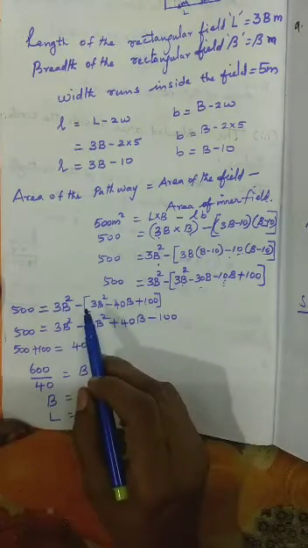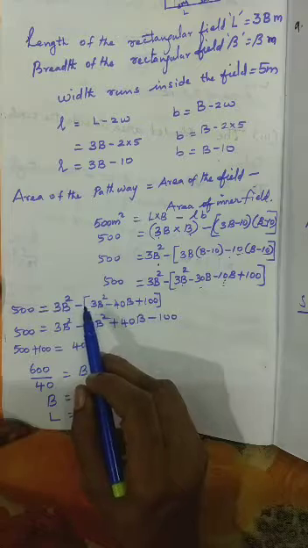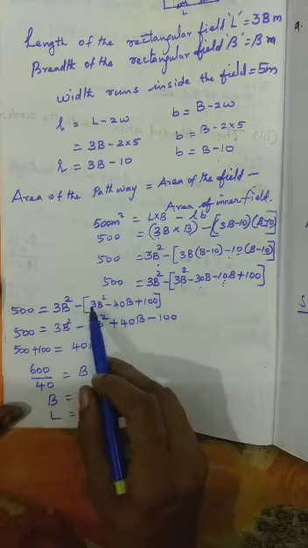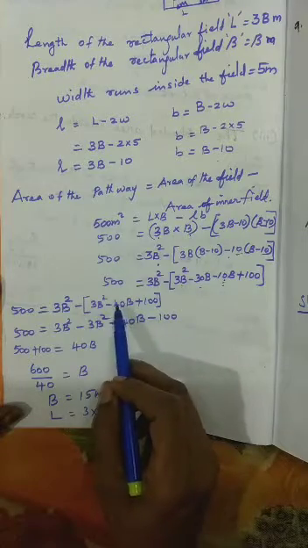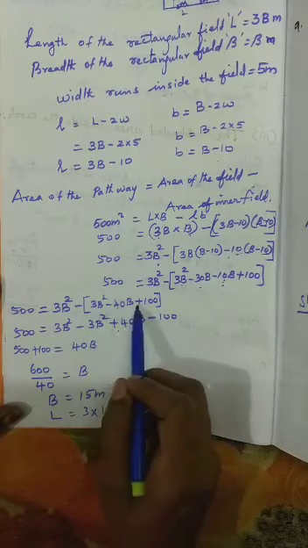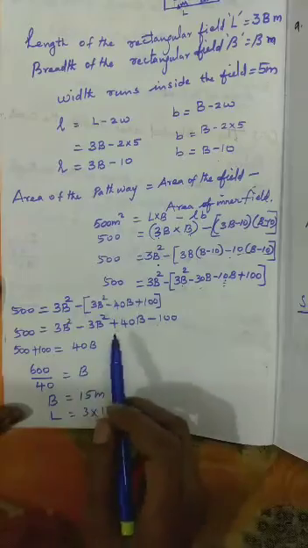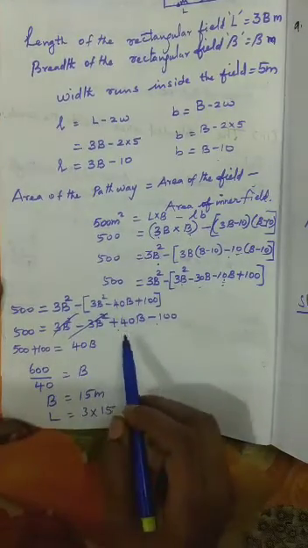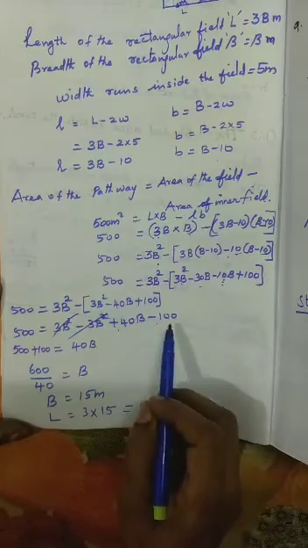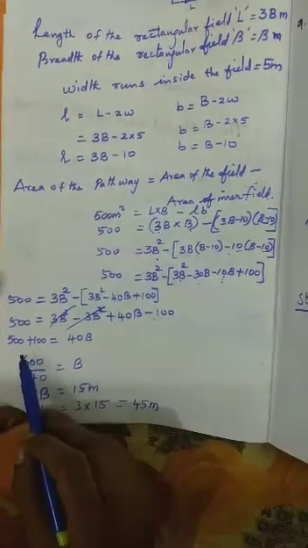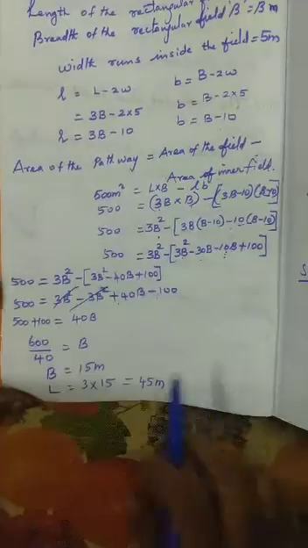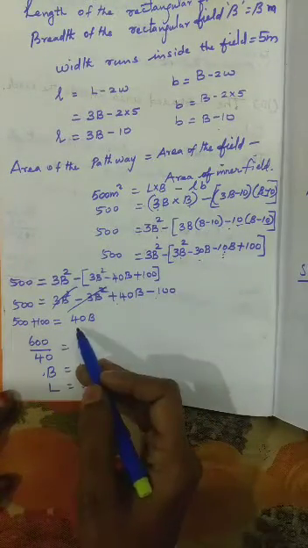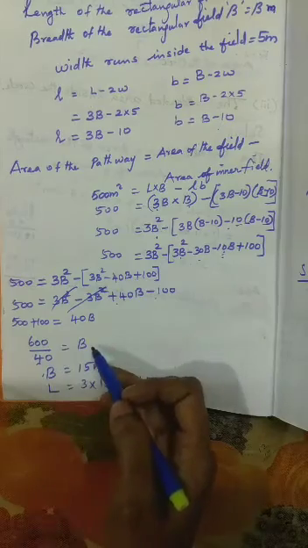Now you remove the bracket and multiply with a minus with each term. Minus into plus becomes minus, minus into minus becomes plus, minus into plus becomes minus. Now these two get cancelled, minus and plus. Remaining is 40b minus 100. You bring this minus 100 to this side, which means 500 plus 100 is equal to 40b. So 600 by 40, you bring this 40 down, equal to b.